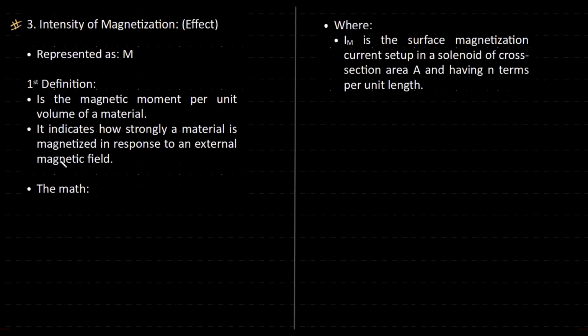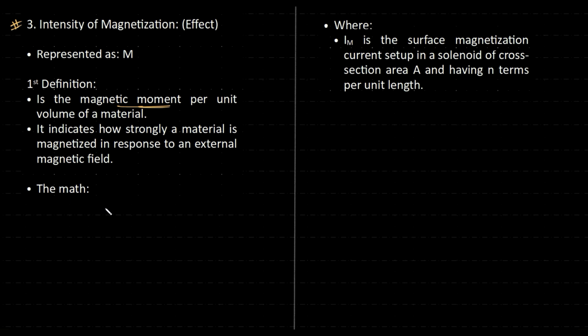Now the effect. H is the cause, M is the effect. There are two ways to define it. The first way is the magnetic moment per unit volume of the material. It indicates how strongly a material is magnetized in the presence of an external magnetic field. This will be understood better when we see the different materials, like ferromagnetic material. You get a clear picture of what this means in those videos.